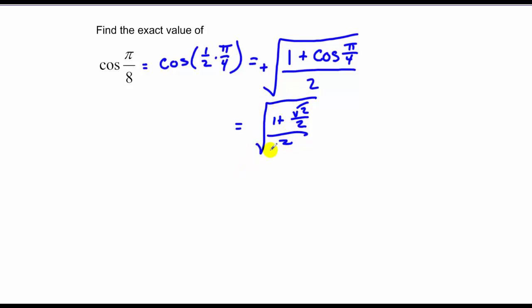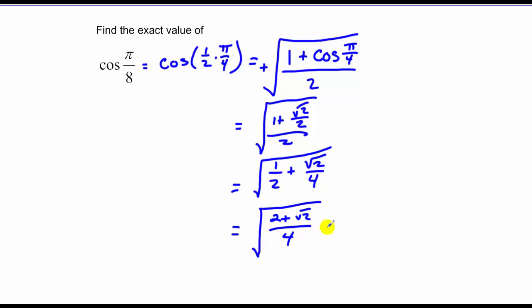I'll multiply by the reciprocal here, so I'm going to multiply by a half. And I get 1 over 2 plus root 2 over 4, that's all rooted. And that's equivalent to 2 plus root 2 over 4, which is all rooted. The square root of 4 is 2. So this is equivalent to the root of 2 plus root 2 all over 2.